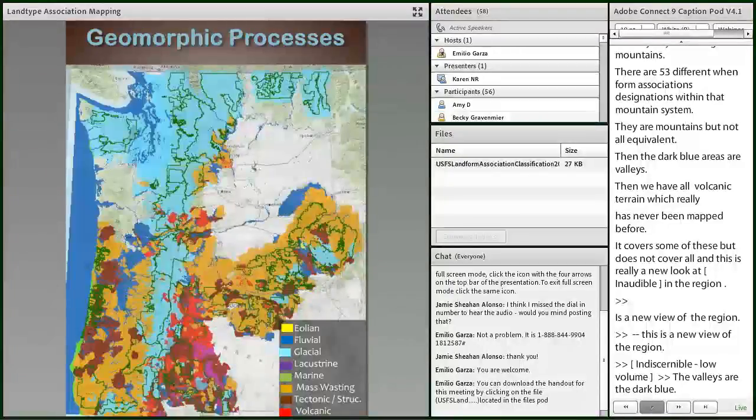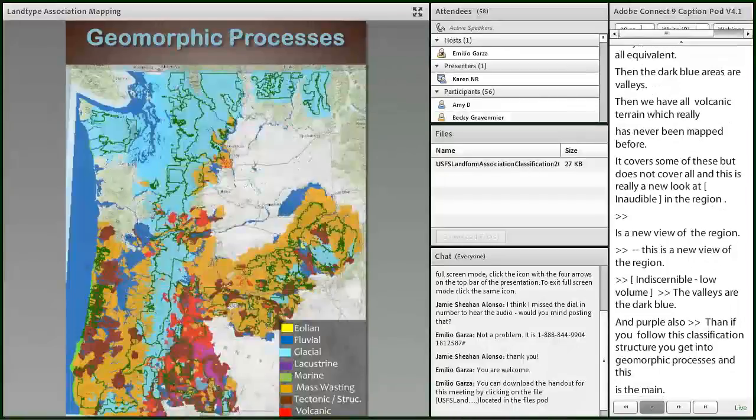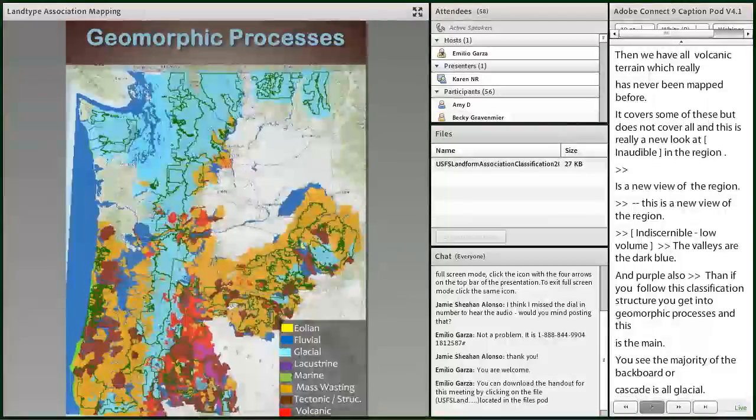Okay, so then if you follow this classification structure down, you get to geomorphic processes. So these are the main geomorphic features that shaped this landscape. You can see that the majority of the backbone of the Cascades is all glacial. And I'll get to what kind of glacial in a minute. But everything that's light blue here has been glaciated in the past.